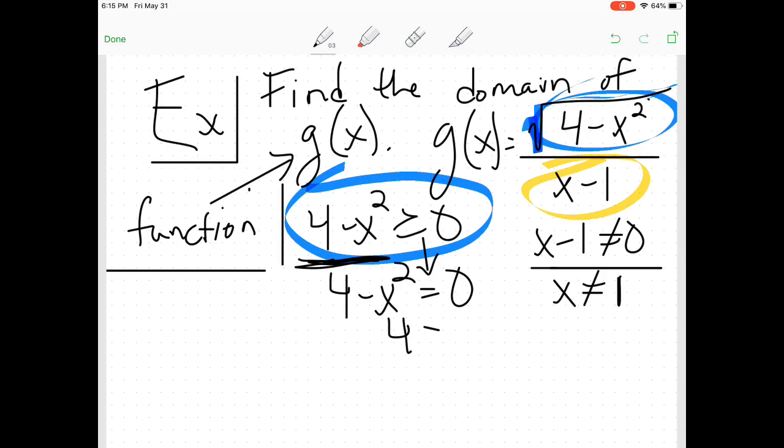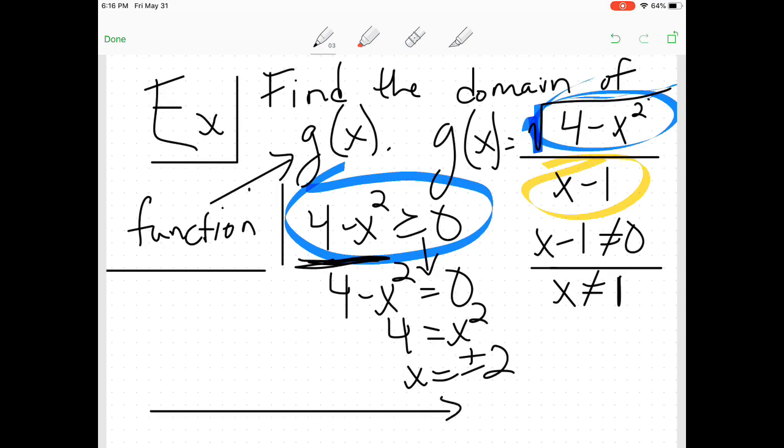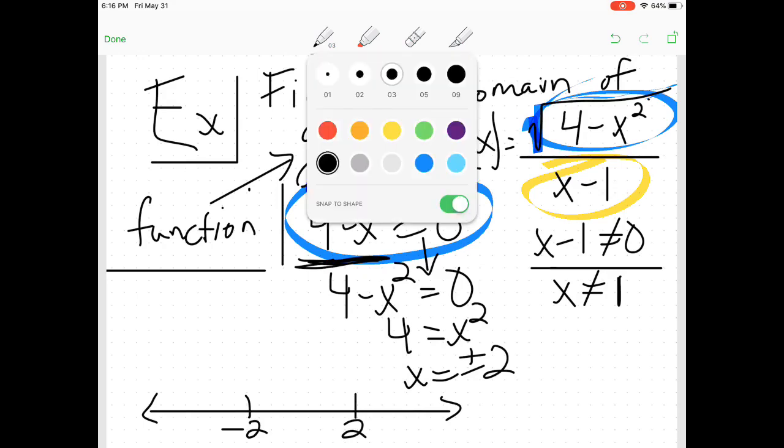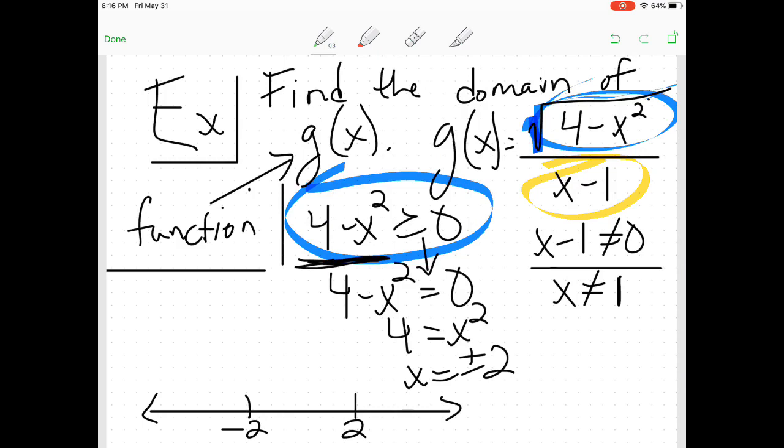Then you can solve it, right? 4 equals x squared, so x equals positive or negative 2. Then you're going to do exactly what we just did. Let's put those numbers on a number line. Okay, throw in negative 2, throw in 2. Okay, and again, the scale doesn't really matter. Then what we're going to do is just pick a number that falls in each of these intervals. So here, this one here, we want to be less than negative 2. So I'll pick, well, before I picked negative 5, I'll just do that again. Pick negative 5. Here, pick 0. Here, let's just pick positive 5, right?